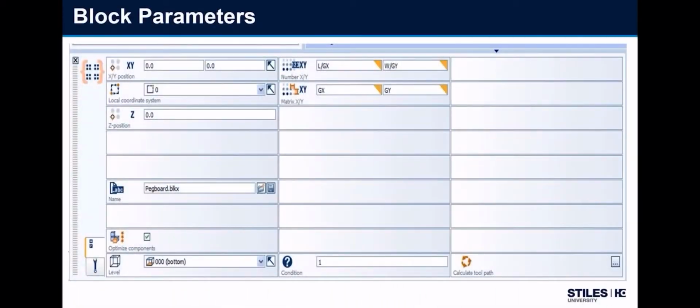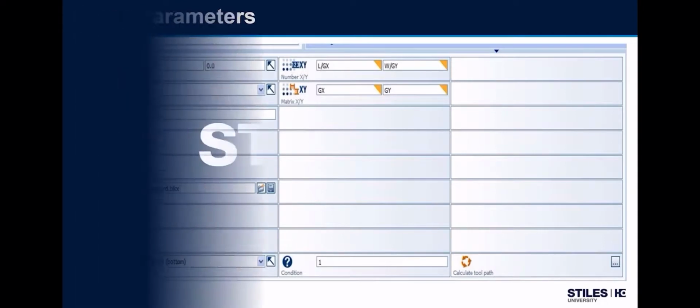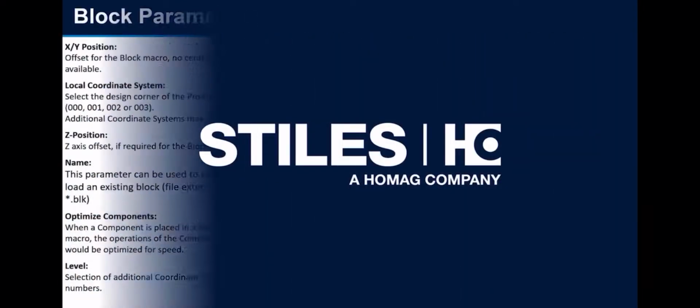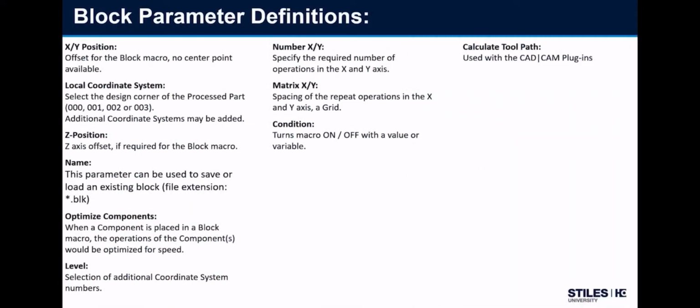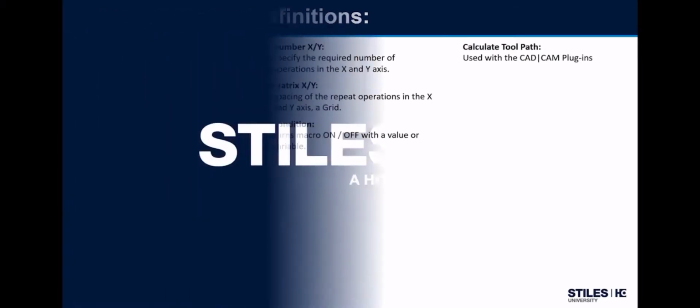Zooming in closer, we see the block parameters are divided into 3 columns. The definitions of these parameters are also divided into 3 corresponding columns on the next slide. Here we can see the definitions of each block parameter. You can download a copy of these definitions by clicking on the Resources button.